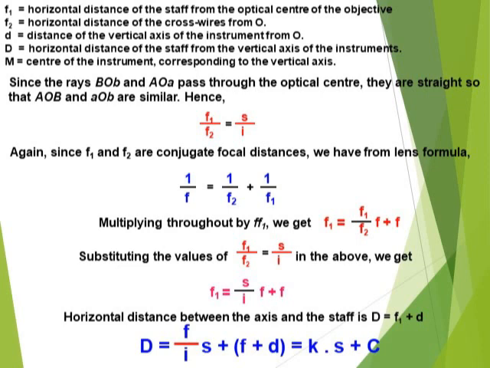Now, the horizontal distance between the axis and the staff is D, the capital letter D, which is equal to f1 plus d. We can elaborate and find the distance with the formula as shown, which is capital D equal to f by i, the whole into s, plus f plus d, which is equal to K, which is the constant, into s plus capital letter C.